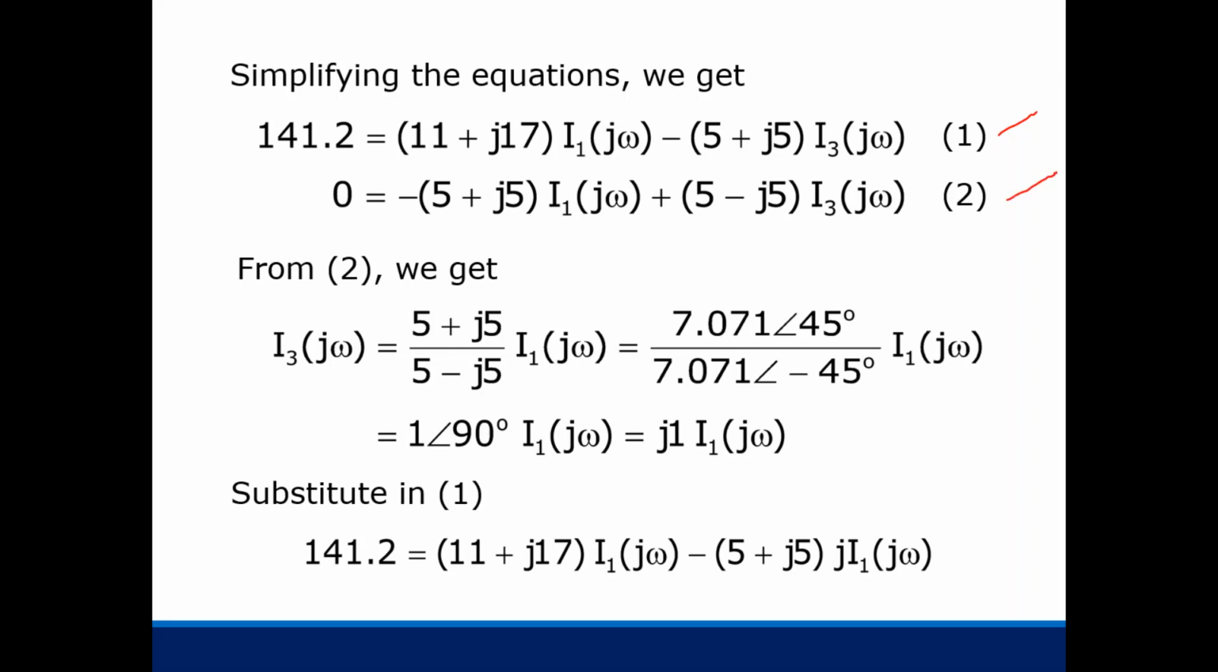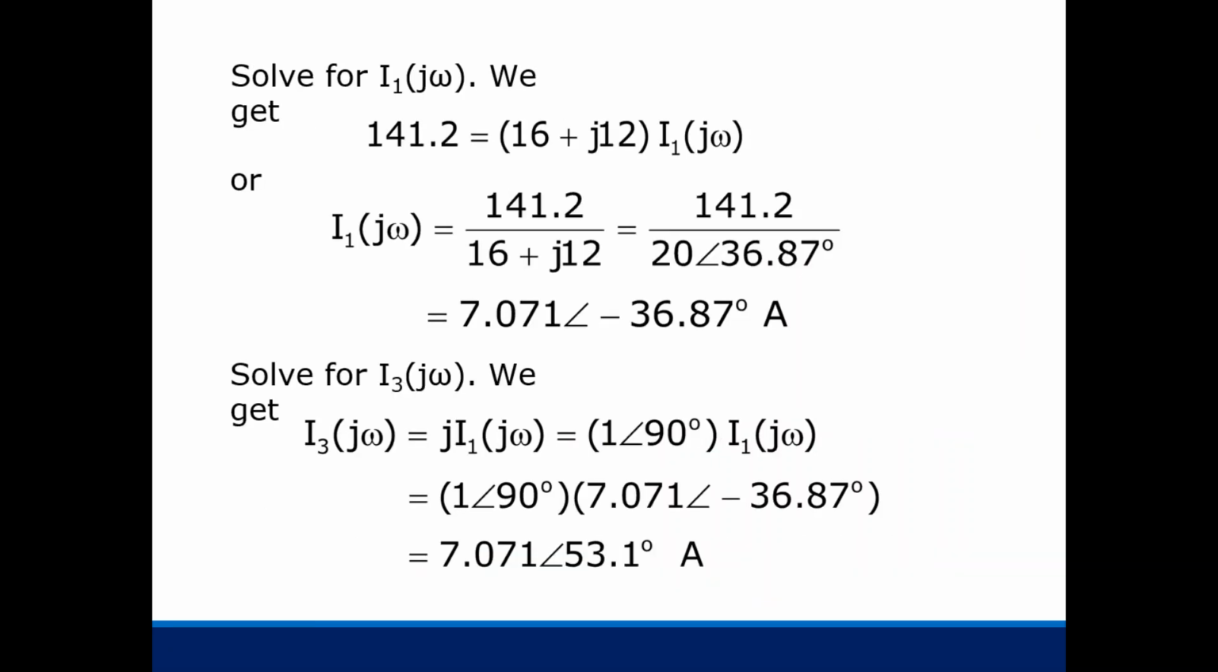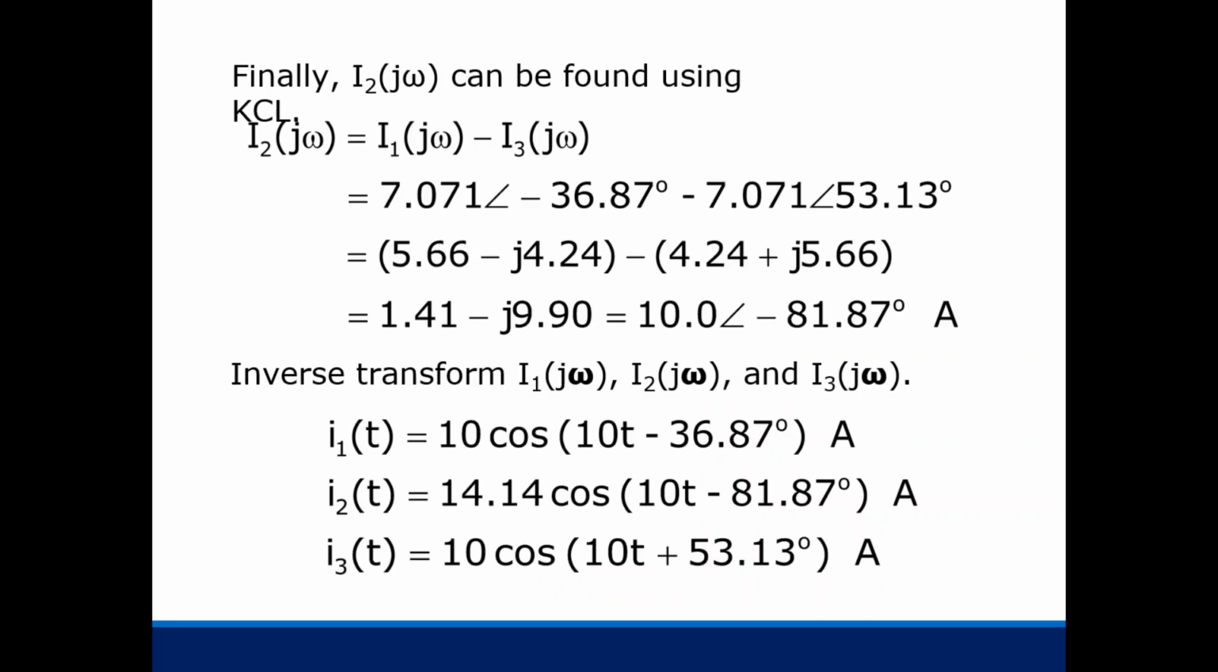From equation 2, we can get the value of I3 in terms of I1. Substitute that into equation 1. You can solve for I1, get this expression right here, which is the same as what we got earlier. You can solve for I3 because I3 is in terms of I1. Get this expression here. And finally, I2 can be solved using KCL. So that's I1 minus I3, which is this expression right here. Transform them back into time domain expressions. You get the same results as what we got earlier.